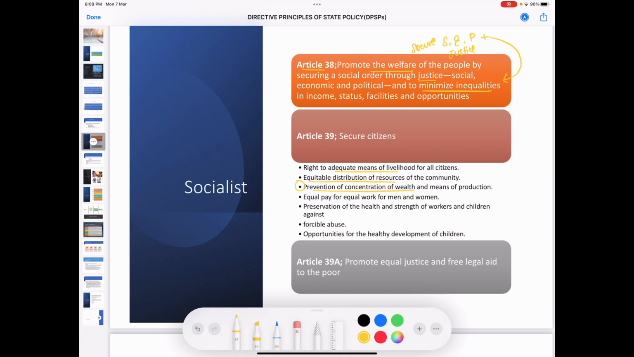We started our lesson with this particular question that was asked in last year's prelims. So focus here. Okay, equal pay for equal work to men and women, preservation of health and strength of workers and children against foreseeable abuse, opportunities for healthy development of our children, जो हमारा भविष्य है. Article 39A is talking about promoting equal justice and free legal aid to poor. कभी कभी जस्टिस पाना एक बहुत ही महंगा प्रोसेस होता है और इसकी वजह से poor suffer और they face a lot of injustice.